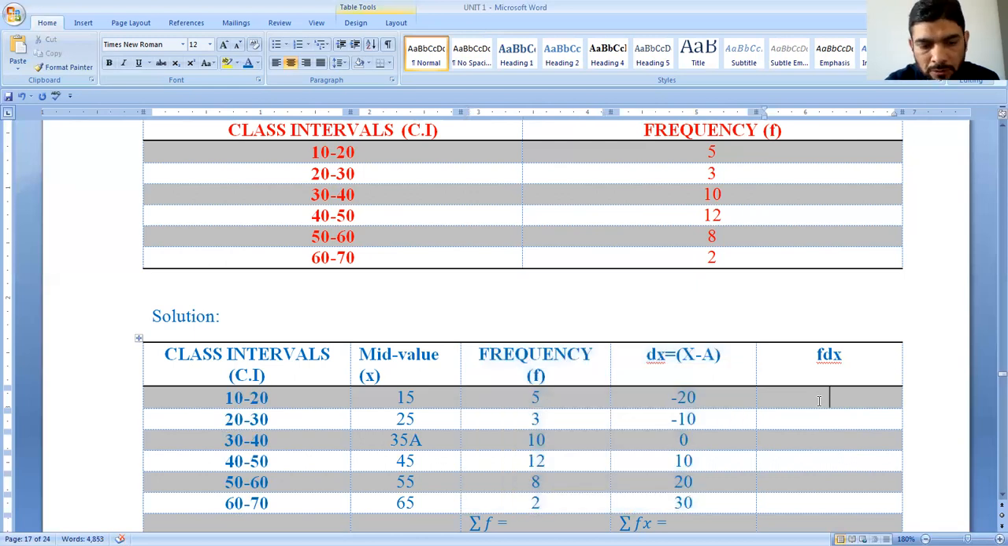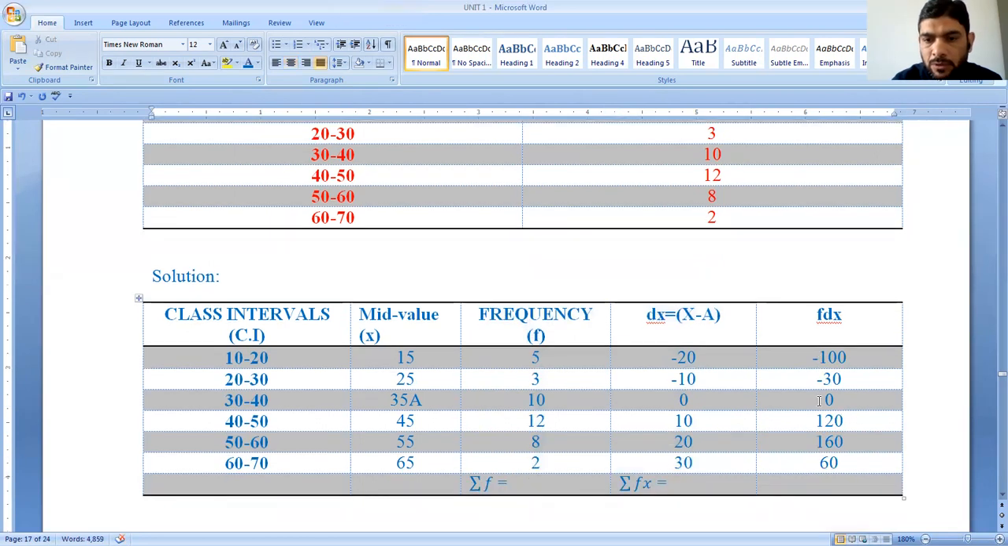Now we have to multiply f and dx, that is the frequency with this dx. Now 5 into minus 20, that is minus 100. 3 into minus 10, that is minus 30. Next is 0. Next is 120. Next is 160. Next is 60.